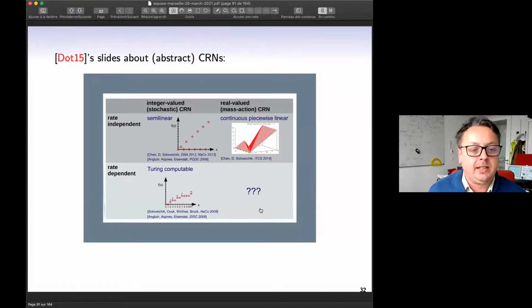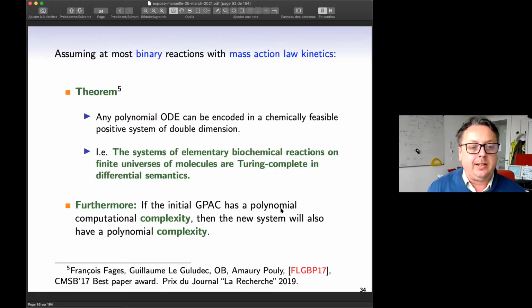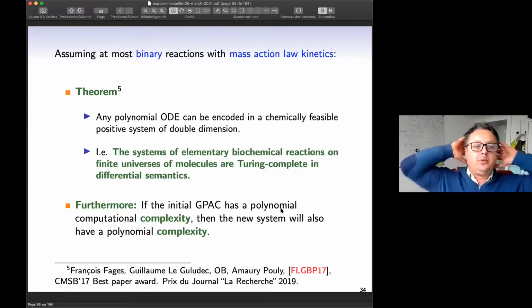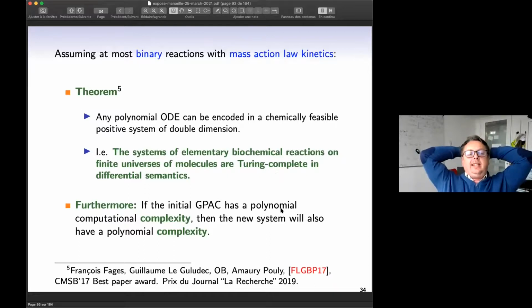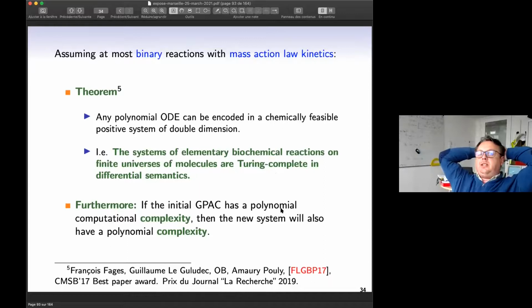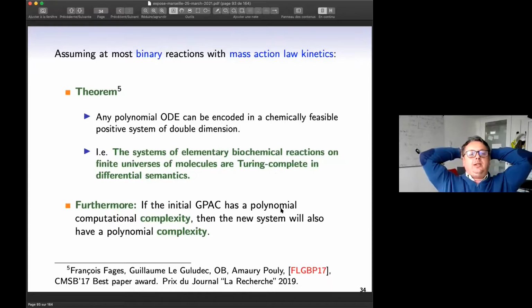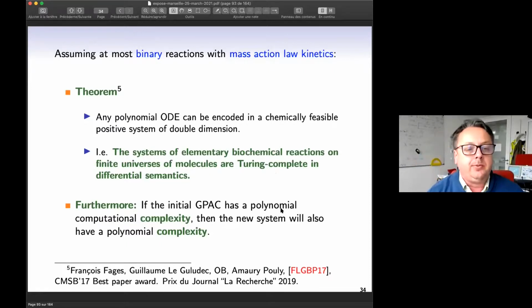explicitly mentioning this problem. There were several attempts of trying to play with the hypothesis to go as far as possible to discuss this question. So using our technology, we proved that yes, it is Turing complete. Using proteins is sufficient to restrict to binary reaction with a mass action law kinetics. And we prove that it's Turing complete.